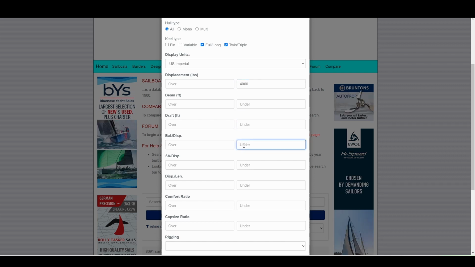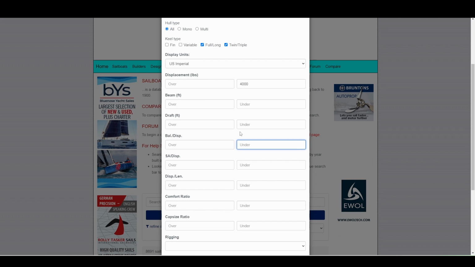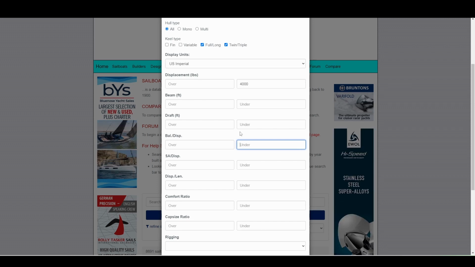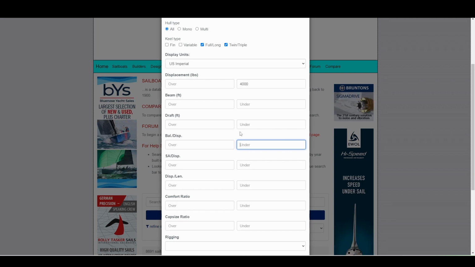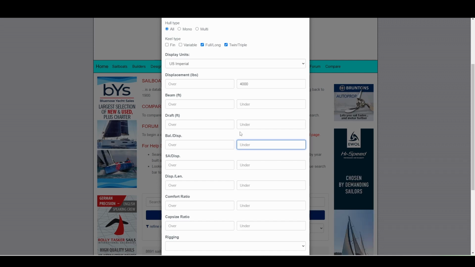This is an interesting one, that's ballast and displacement. So if you are preferring a certain ratio between displacement and ballast, you can add it in here, but there is another way to get that much more smartly, and I will show you one.